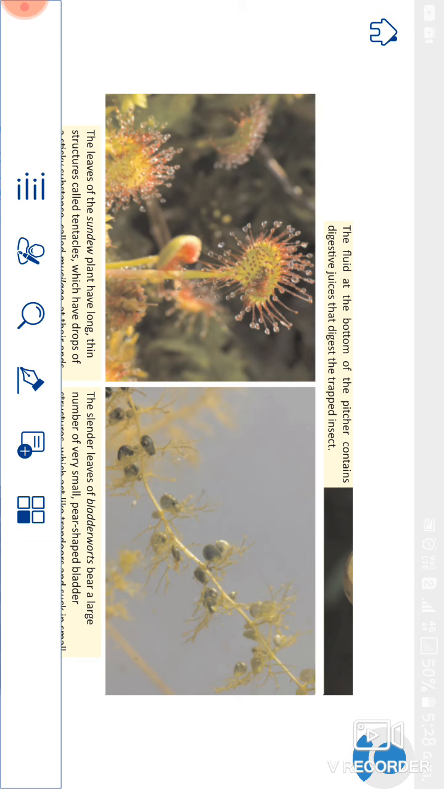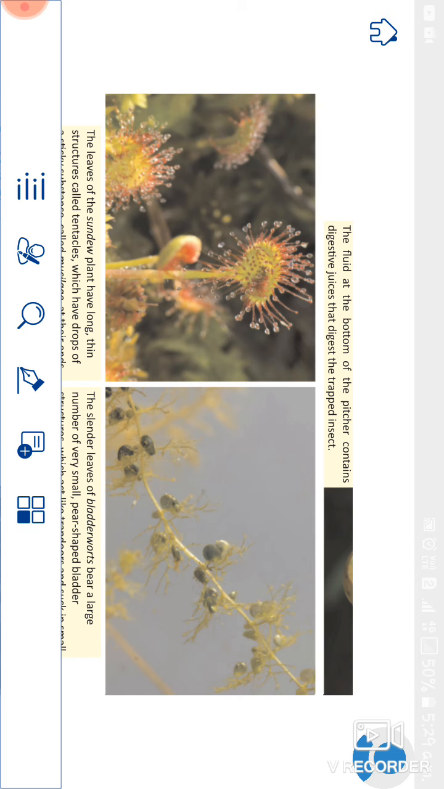In this relationship, one plant manufactures food while the other plant absorbs water and minerals for it, and it gives food and shelter in return. So what are symbiotic plants? Plants that live in association with other organisms, where both the types mutually gain from each other, are called symbiotic plants. Understand that?